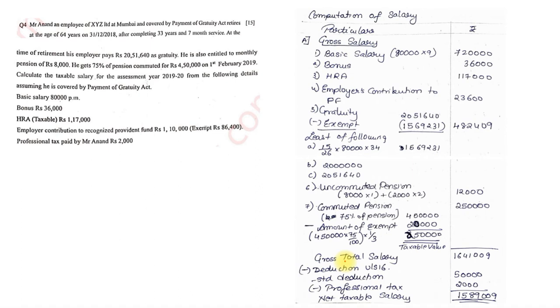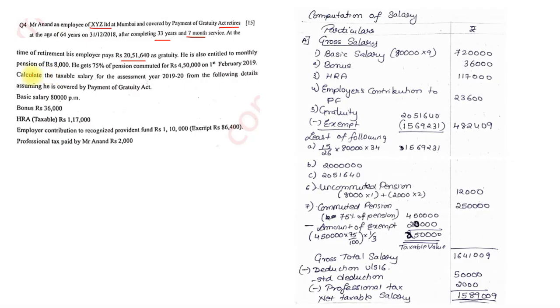Chalo, now let us solve the salary based sum. Mr. Anand is an employee of XIZ Limited in Mumbai and covered under the Payment of Gratuity Act. He retires at the age of 64 on 31st December after completing 33 years 7 months of service. At the time of retirement, his employer gave him 20 lakh 51,640 as gratuity.